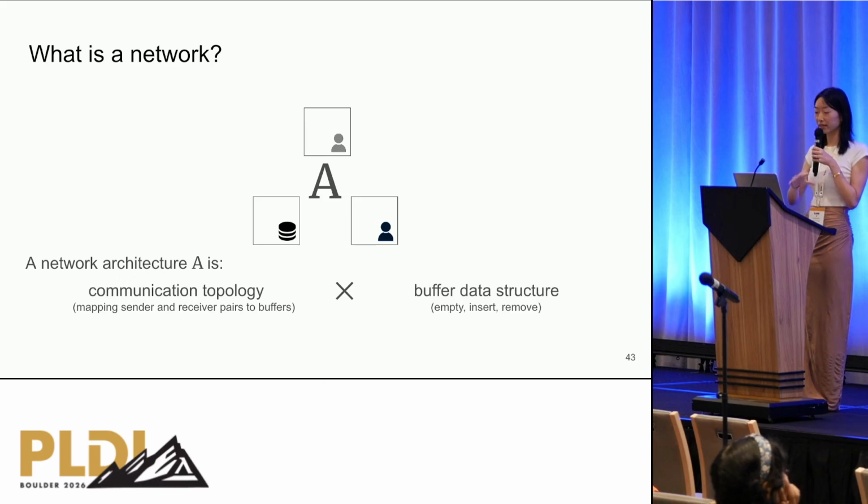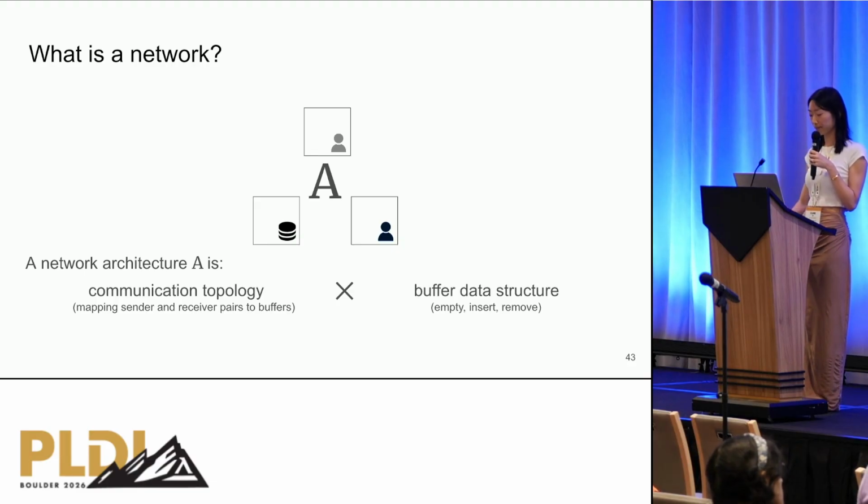So we classify networks along 2 dimensions. The first is a communication topology that maps ordered pairs of sender and receiver to buffer data structures. The second dimension talks about what the buffer data structure is. In particular, it's characterized by partial insert and remove operations. So this is what is containing the messages.